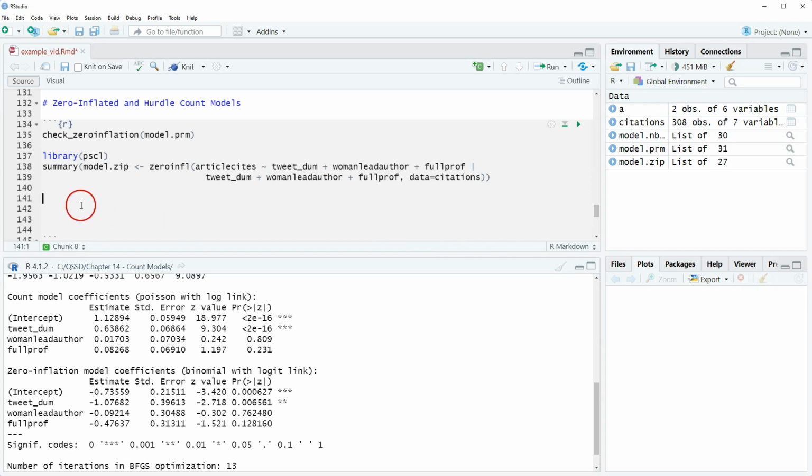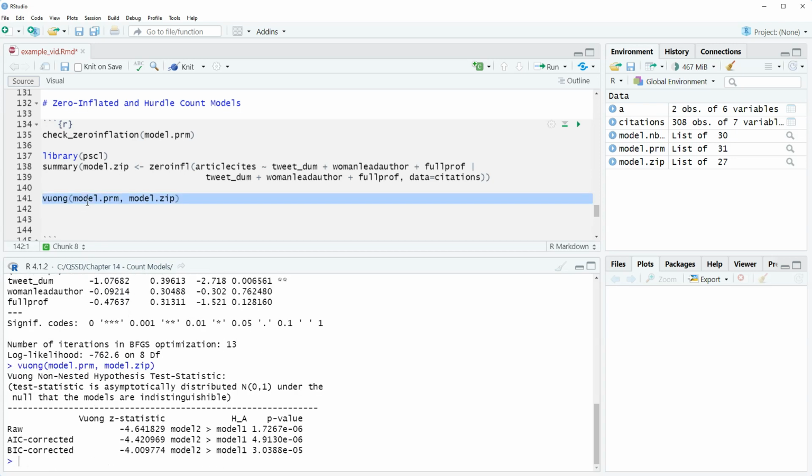All right, let's run the test. The function is vuong, and we're going to do model.prm and then model.zip.